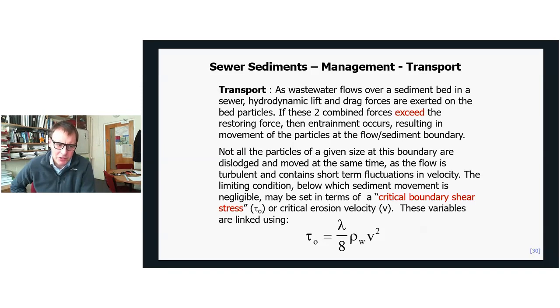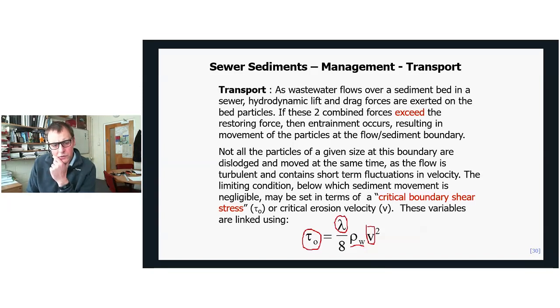The limiting condition below which sediment movement is negligible may be set as a critical boundary shear stress or critical erosion velocity. So this is your shear stress here, this parameter here. Now, I'll tell you why this becomes important in a second. So this is a factor which represents the roughness of the pipe, and this is the density of the flow, and V is the velocity.